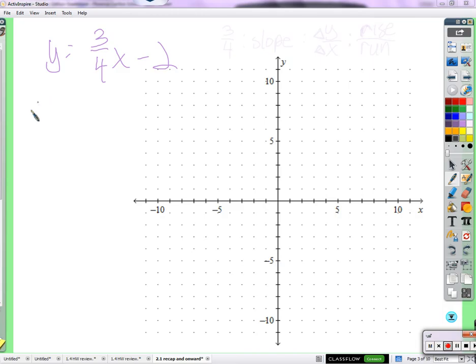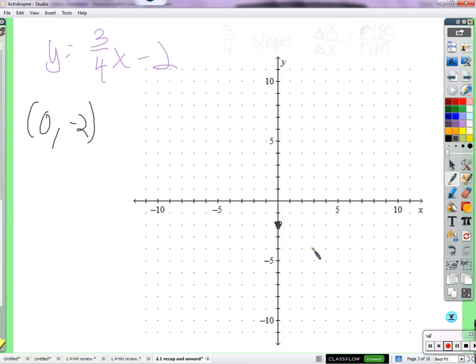Plug in zero for x. And what do we get when we plug in zero for x? Maybe you have negative two for y. You didn't have to try, right? You saw that this term goes away because 3/4 times zero is zero. Minus two is negative two. There we are, right there. Now we could go over one and up 3/4. Anyway, that puts us right about there.